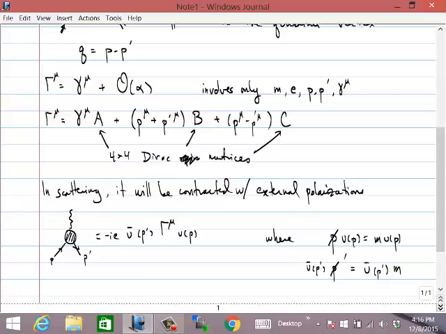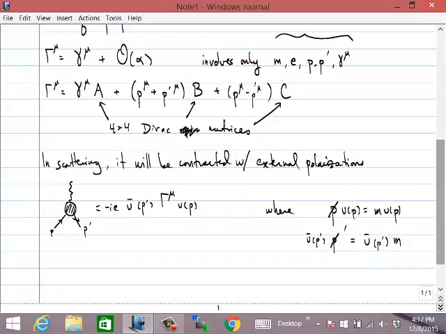So what does this mean? This means that if you think about the Dirac matrices that could enter into A, B, and C, you ask yourself, what sort of Dirac matrices could you build out of these quantities? Well, you could build P slash and P slash prime. Those are the only Dirac matrices that you could build. But whenever you multiply them with these external spinors, these external polarizations, those P slashes just turn into M's. So that means that we can effectively write A, B, and C as numbers rather than Dirac matrices.